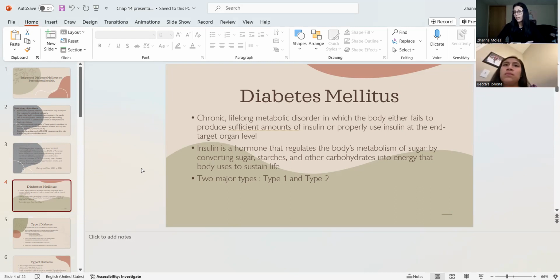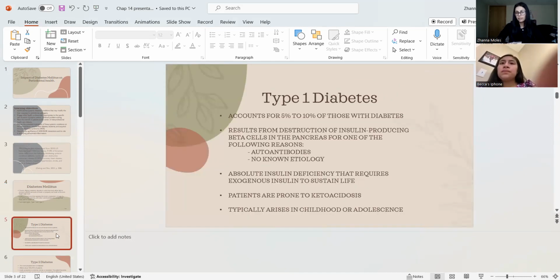There are several different kinds of diabetes, and we'll discuss all of them, but the two major types are type 1 and type 2. Type 1 diabetes accounts for about 5 to 10% of all those with diabetes. It results from complete destruction of insulin-producing beta cells in the pancreas. And there's a couple of reasons for that. The first one that we know is the autoantibodies, and the other one is no known etiology. So people are just born with it. And type 1 diabetes results in absolute insulin deficiency that requires exogenous insulin to sustain life.